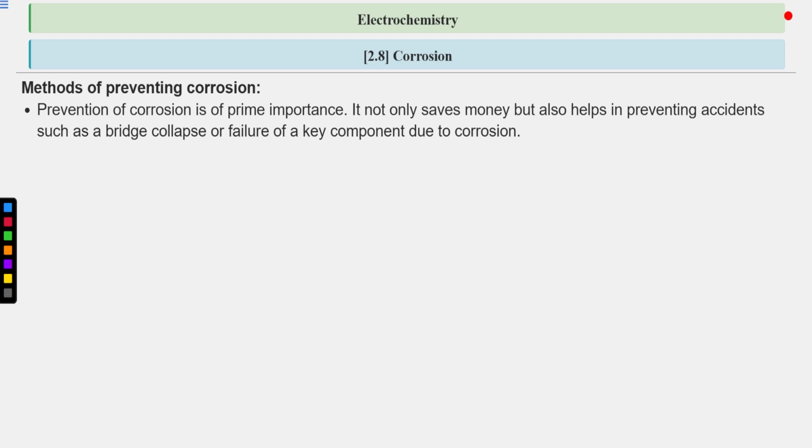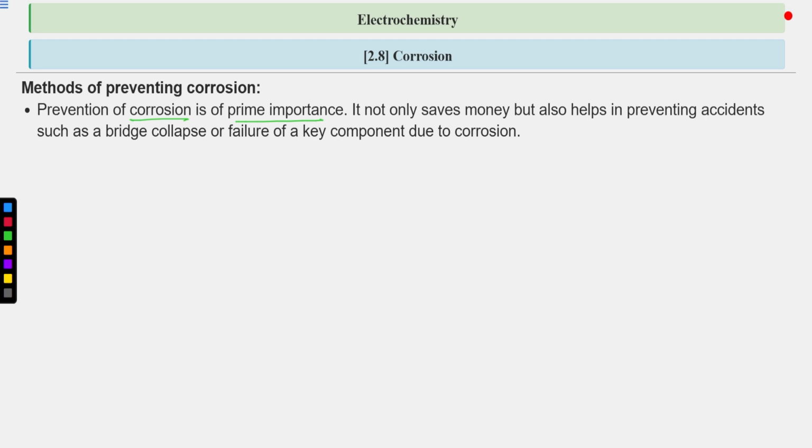So, prevention of corrosion is of prime importance, as I said, because it can cause various damages to various important things, or the things which we put in contact with the atmospheric oxygen. Everything we can't protect, right? Everything we can't put in a room. Something should be there in the open area or in contact with atmospheric oxygen, right? Like bridges and buildings, right? But the prevention of the corrosion in that case is of prime importance.